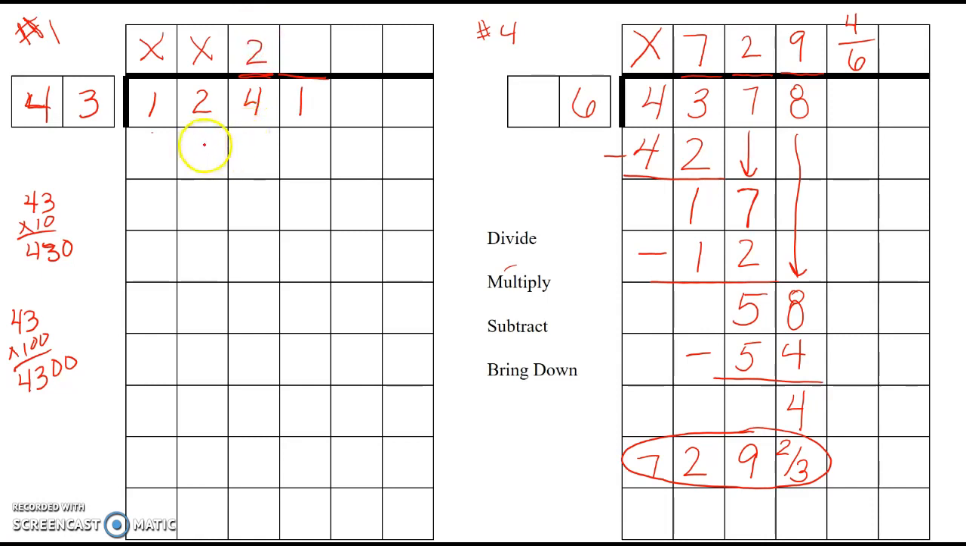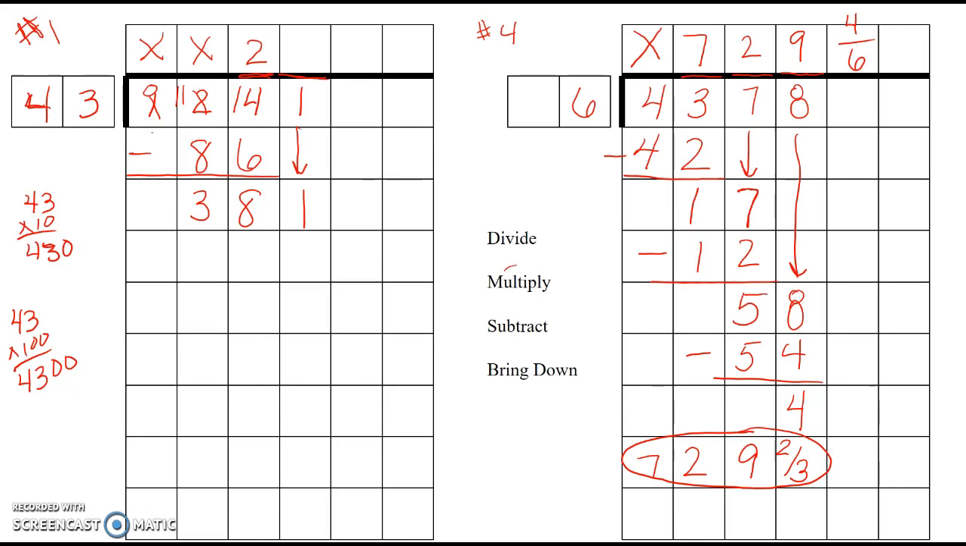2 times 43 is 86. And when I subtract, I'm going to need to do some borrowing here. I get 38. 38 is smaller than 43, so I know that 2 is the biggest possible number I could have put over the tens place here. Okay, so I divided, I multiplied, I subtract. Now I need to bring down this 1.